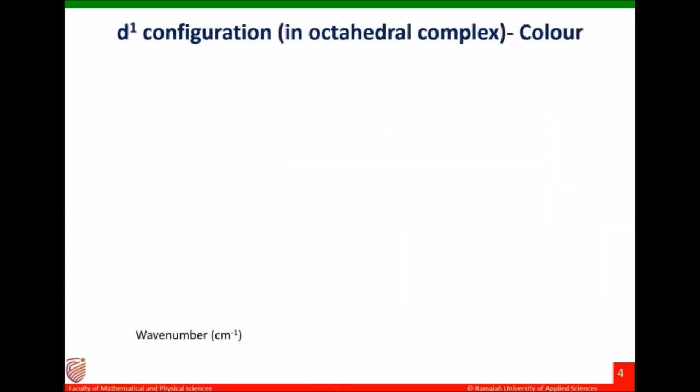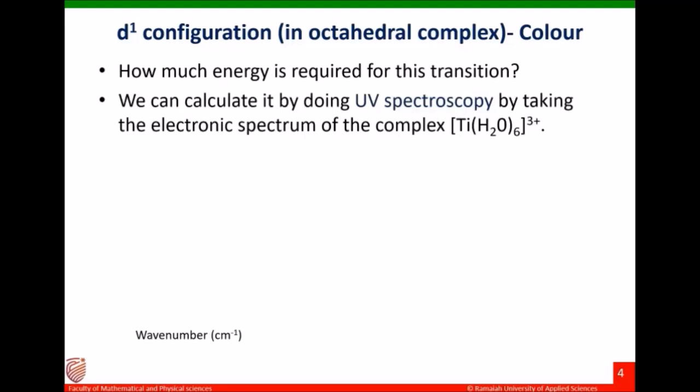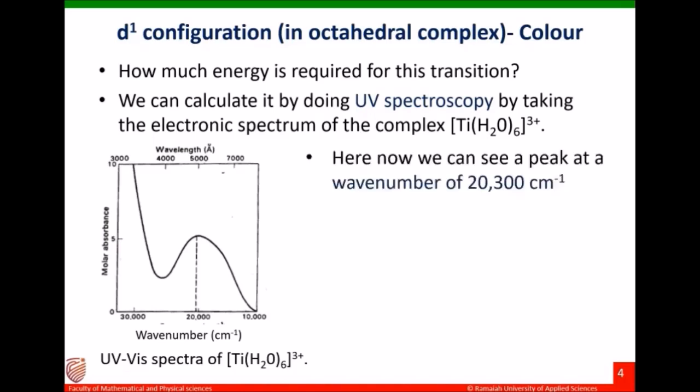D1 configuration in octahedral complex. How much energy is required for this transition? We can calculate it by using UV spectroscopy, by taking the electronic spectrum of the complex. Here you can see the electronic spectrum of the titanium complex. You can see a peak in the range of wave number of 20,300 centimeter raised to -1.